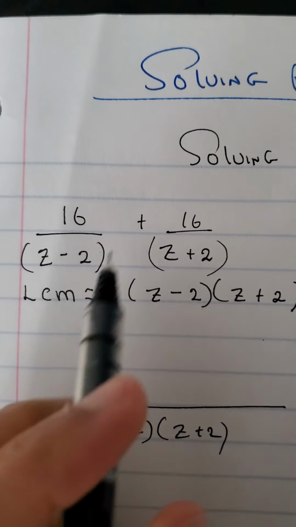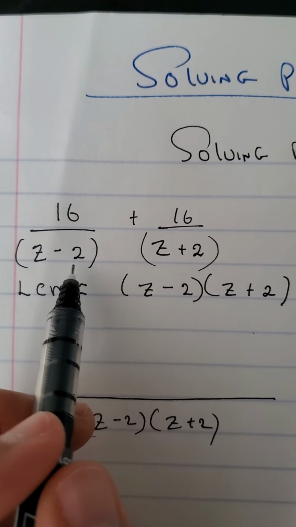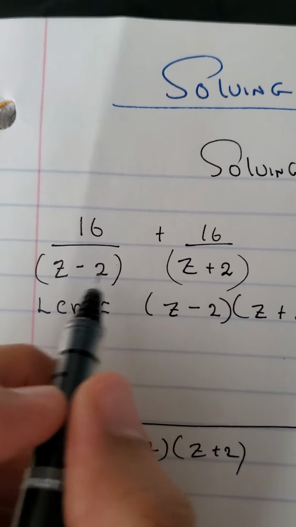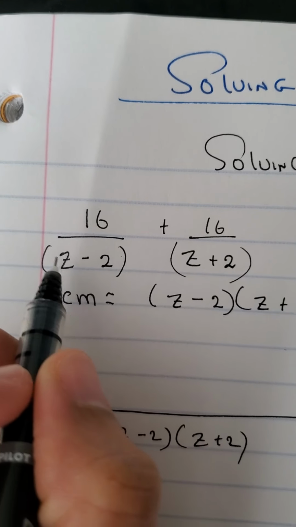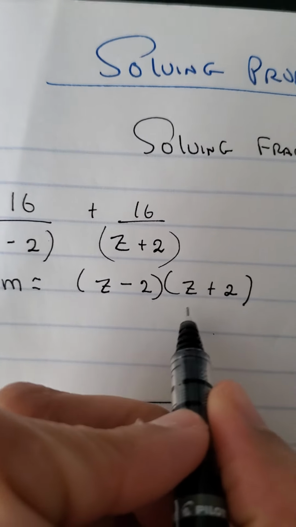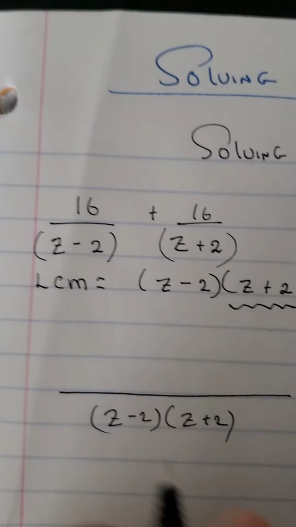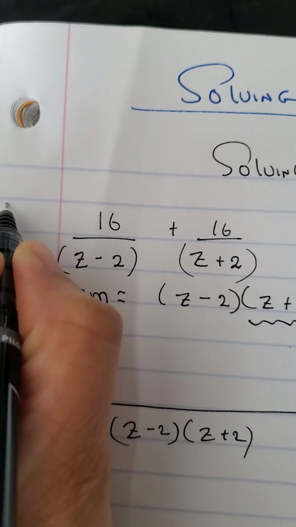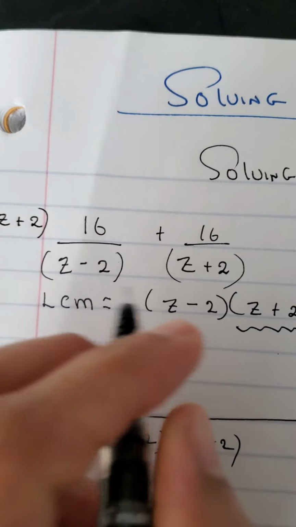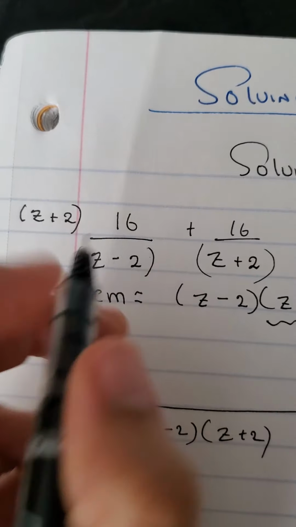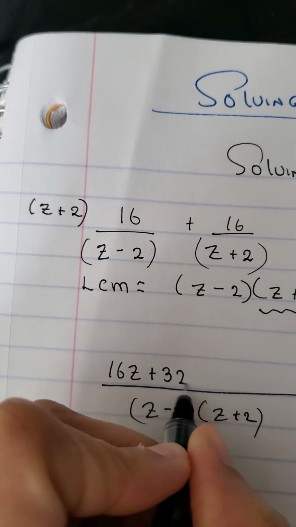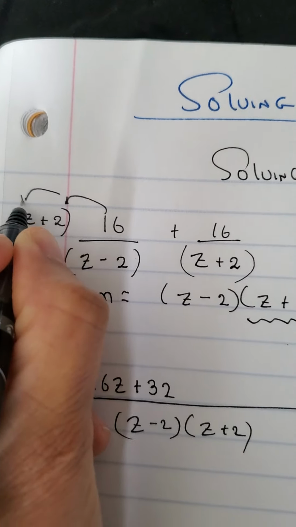We have to multiply our numerator by the missing factor of the LCM. So here, if we go back to our original term, we see the factor z minus 2 is in it, but when we look at the LCM, it's missing the factor z plus 2. So that's what we'll multiply our numerator with in order to make our fraction equivalent. So now our new expression at the top would yield 16z plus 32, right? Because I did distributive property.